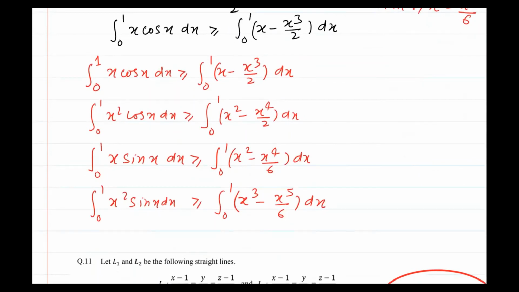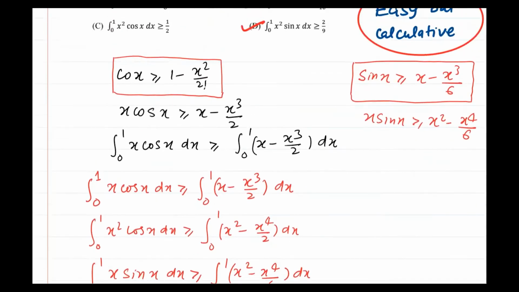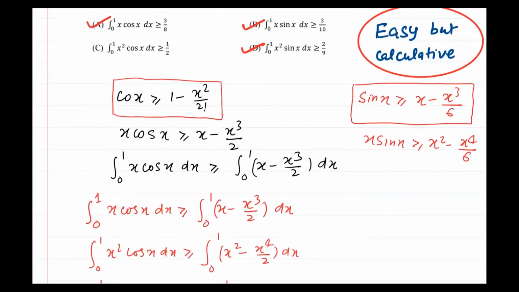This must be greater than this. The second integral must be greater than this. The third is greater than this, and the fourth is greater than this. And now these are simple integrals. We'll find the values, and if we get the values, then we get options A, B, D are correct.